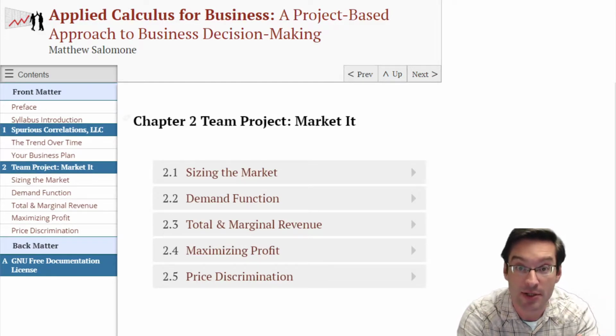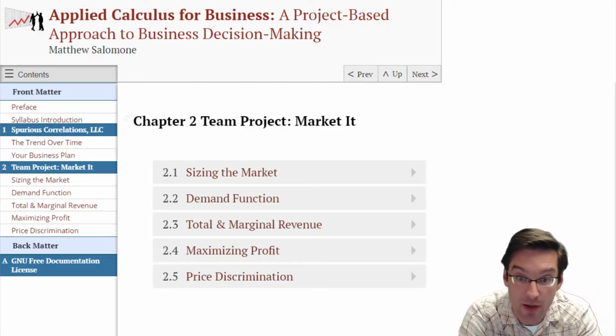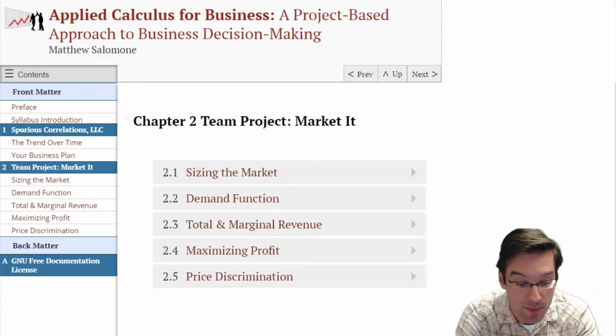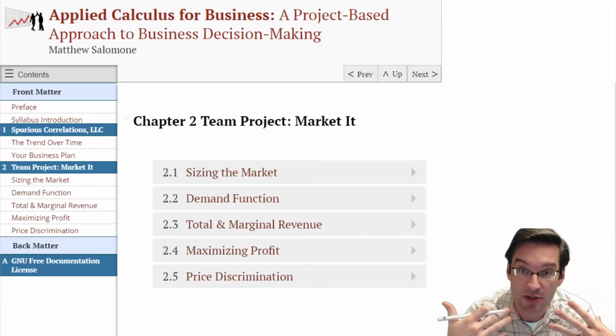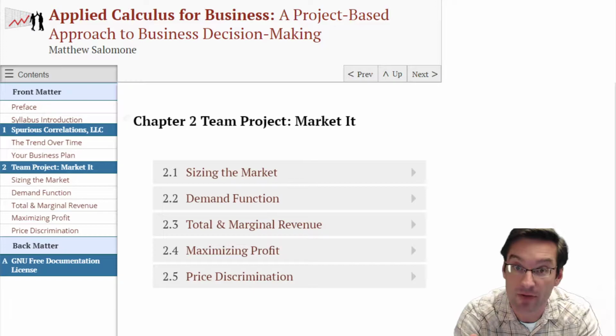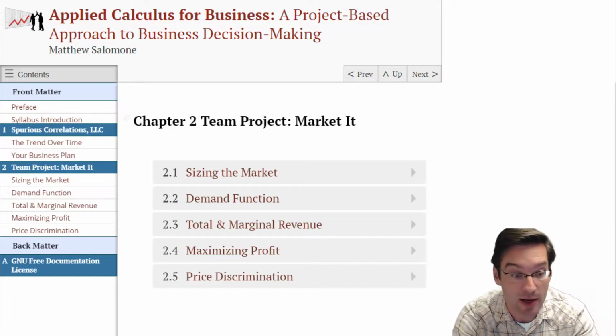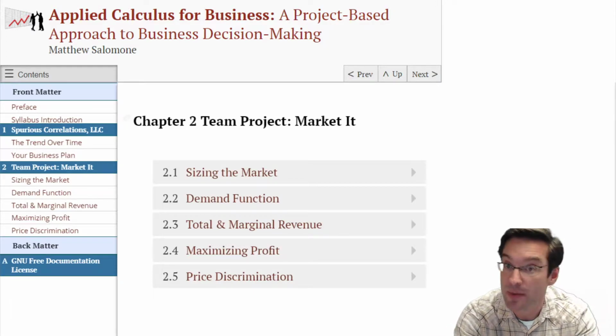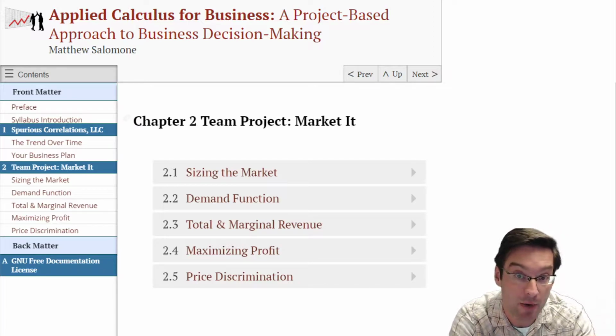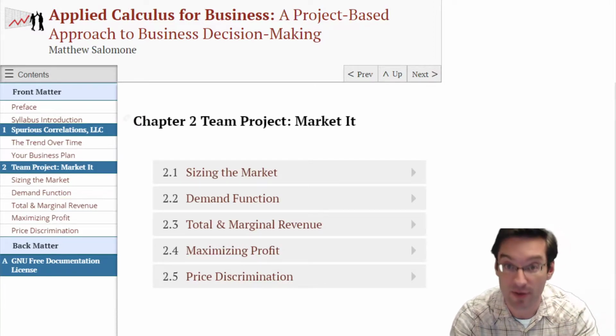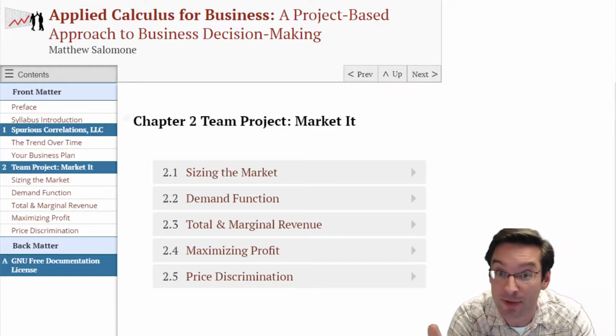So the team project you're going to work on this semester is a project that I call Market It. It's a project in which you're given a fictitious set of test marketing data for a new product. This is a product that you and your fictitious company are going to have temporary monopoly power over in the market. So you have no competitors.